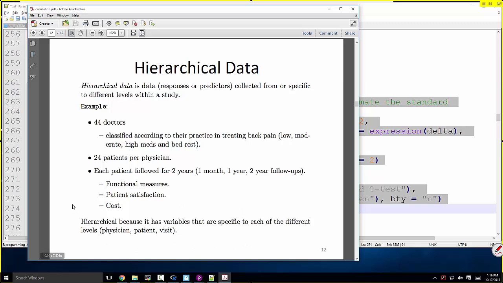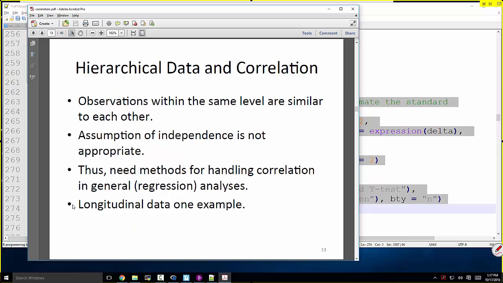The data are collected within like categories that have common characteristics. So common characteristics within levels of a category is one way to generate correlated data. Observations within the same level are more similar to each other than to those in other levels. So the patients who are being treated by doctors who tend to prescribe high doses of medication will be more similar than patients who are told to just have bed rest.